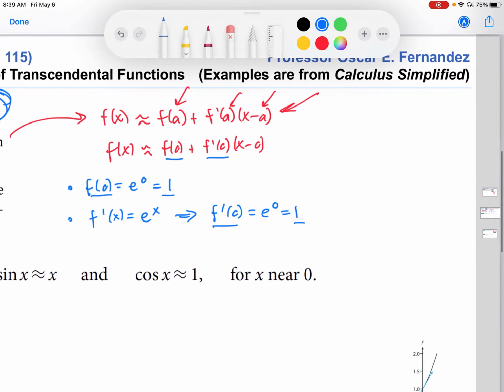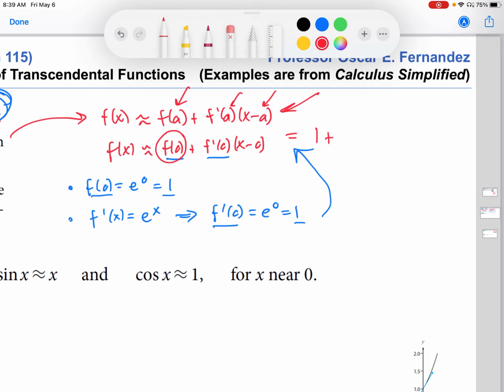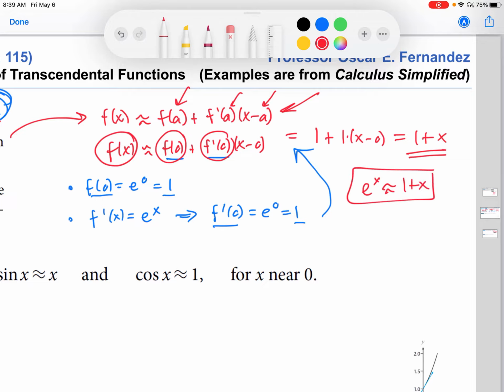So I take those pieces of information and I put them in here, and I get f of 0, that's 1, plus f prime of 0, that's also 1, and then times x minus 0. So that's really just 1 plus x. So that is my linearization. Now, if I go back and put back in what f of x is, e to the x, this is my linear approximation.